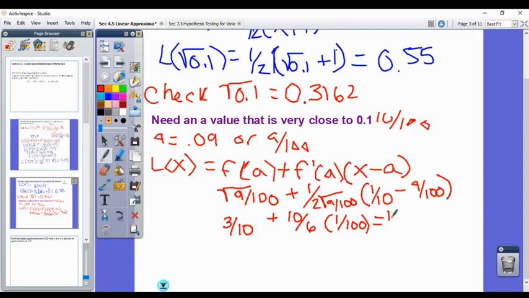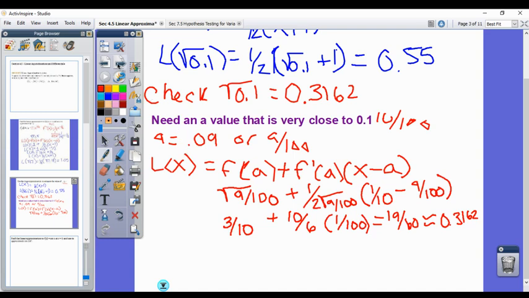So we're getting about 19/60, and if you type that into your calculator to get the corresponding decimal, you will get 3.162, which is much closer to the true value. Okay, so it's always important that you check these to make sure that you are getting a value close to the true value. Otherwise, the approximation is off and you need to reevaluate what you've done.